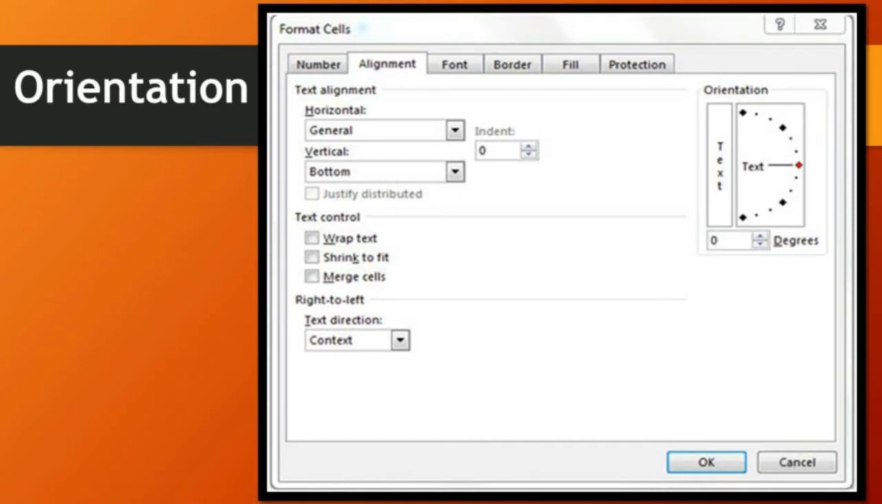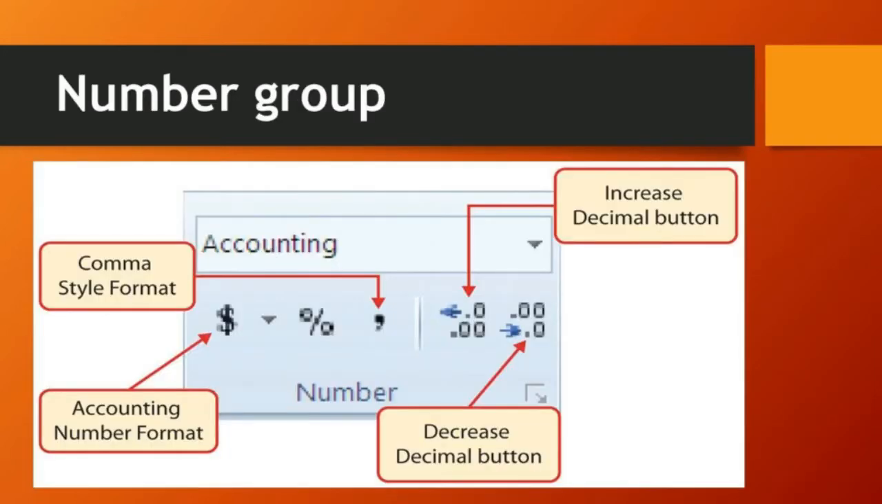Orientation. The orientation button is used to change the direction of text to diagonal or vertical. Orientation is mainly used for labeling narrow columns. To rotate the text, click the orientation button. The drop-down list appears. Select the angle which suits your need. If you want more orientation, then click on Format Cell Alignment button. The Format Cells dialog box appears with Alignment tab as shown below.